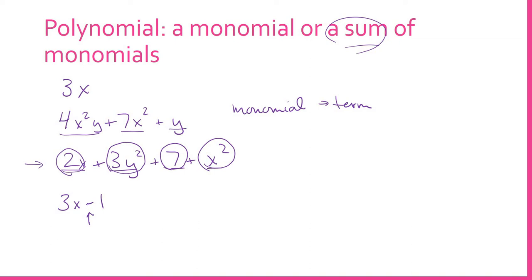In this one, we have to be careful because it says it's the sum of monomials. However, I can rewrite this as plus a negative 1. So the first term here is 3x. The second term is negative 1, not just 1. That's why it's important, when you rearrange the order of terms, that if there's a negative sign, it stays as part of that second term. A polynomial again is either a monomial or a sum of monomials.